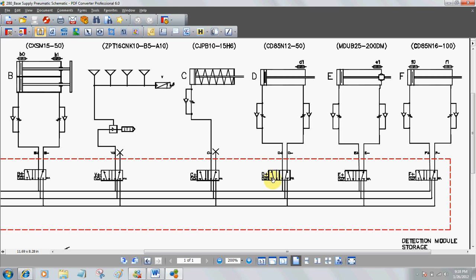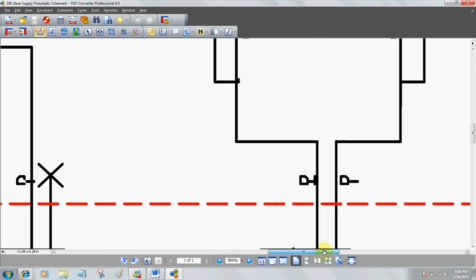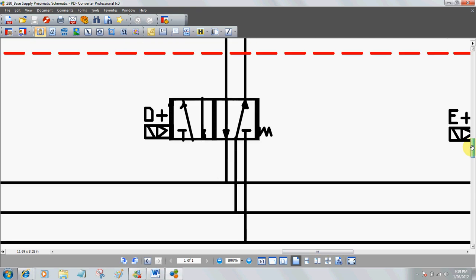When this valve shifts, these ports are going to move over. It's going to then put the air pressure on this side of the cylinder, causing it to retract. So this valve is called a five-way, two-position, electrically operated, pilot valve, spring return. Each one of these symbols means something to us. And I'm going to bring them up here and show you what they mean.